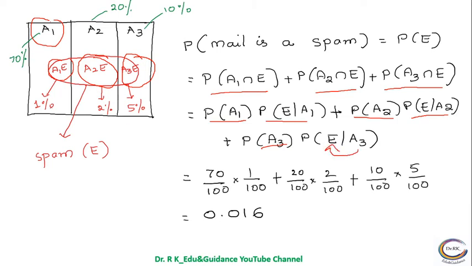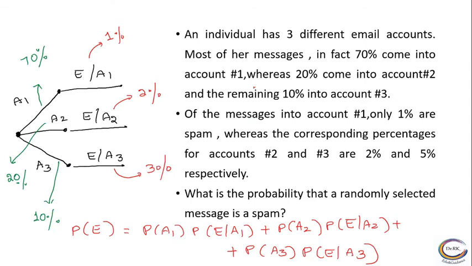Very simple: 70% into 1%, 20% into 2%, 10% into 5%. This gives 0.016. So what is this 0.016? Out of all these mails and the spam information we had, if we randomly select a message or mail, what is the probability that it is spam? This is what we call the total probability.